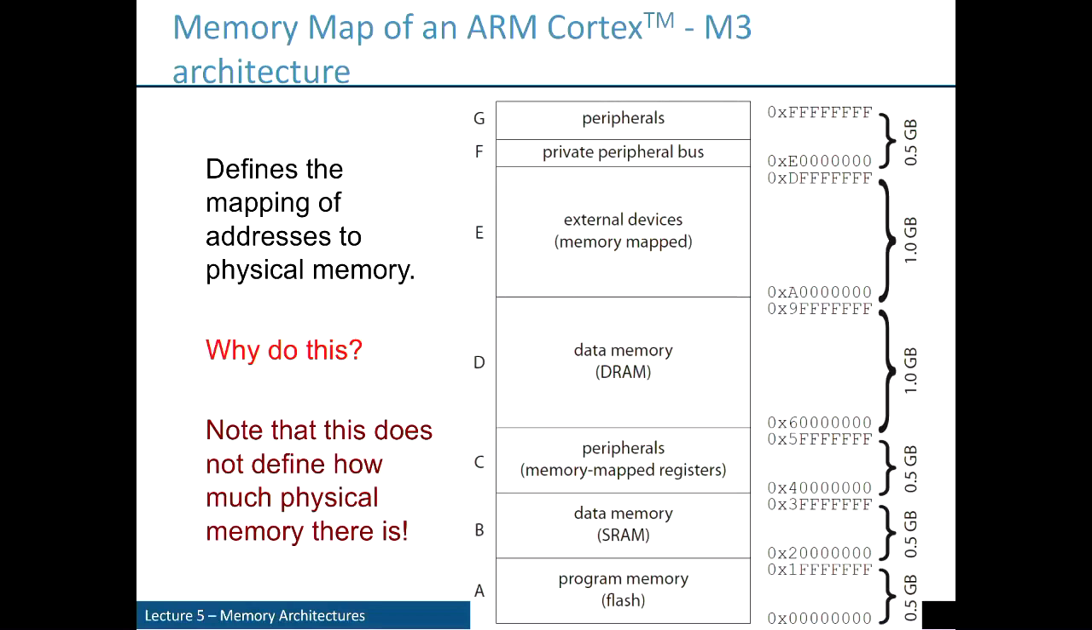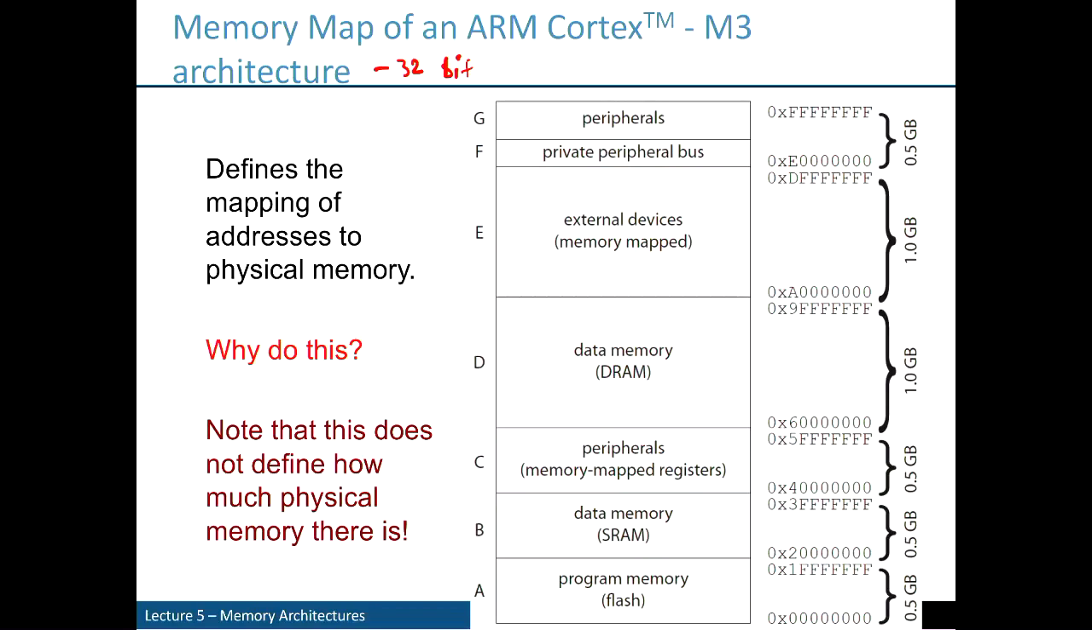This is the memory mapping of that processor. It's a fancy processor. It is a 32-bit processor, which means that it has an addressable space of 2 to the 32. And that's about 4 gigabytes, if you want to think of it in bytes, about 4 gig.